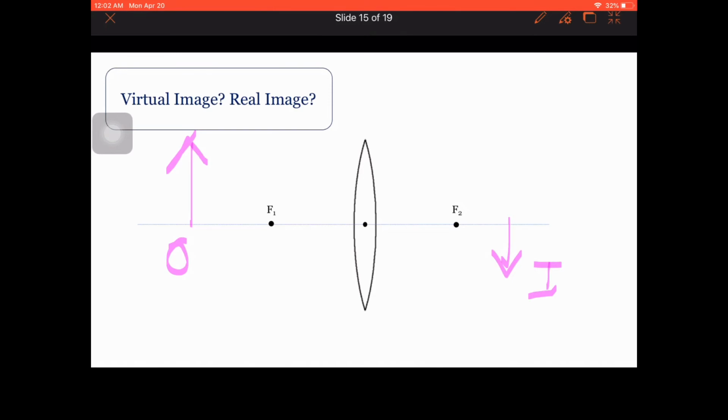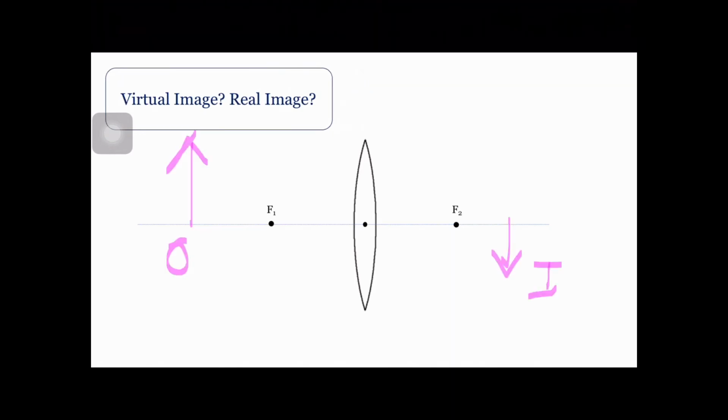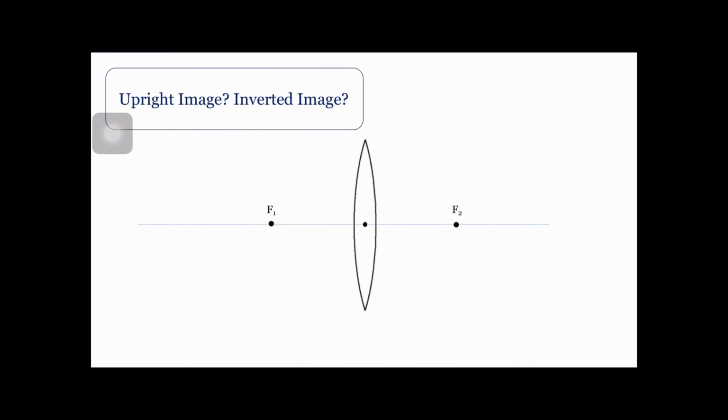The real image is formed by actual light rays, and it is always caught on a screen, whereas a virtual image you won't catch on a screen. Okay, so next, what is an upright and inverted image?